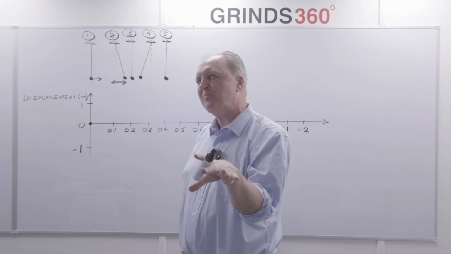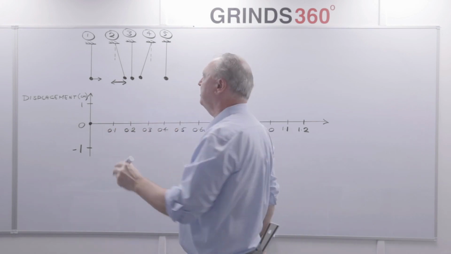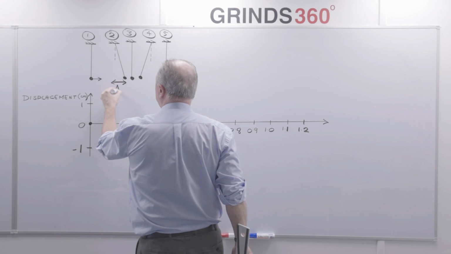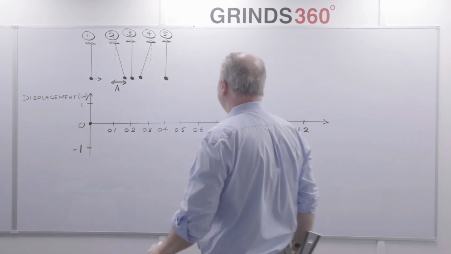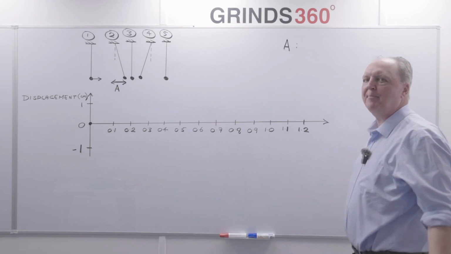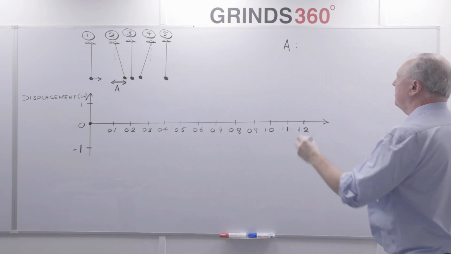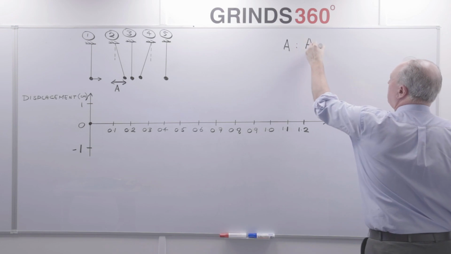The maximum displacement, which is the furthest it goes back before it stops, that's called the amplitude, and we're going to call the amplitude A. So what would be a definition of the amplitude? The amplitude would be the maximum displacement from its central position.